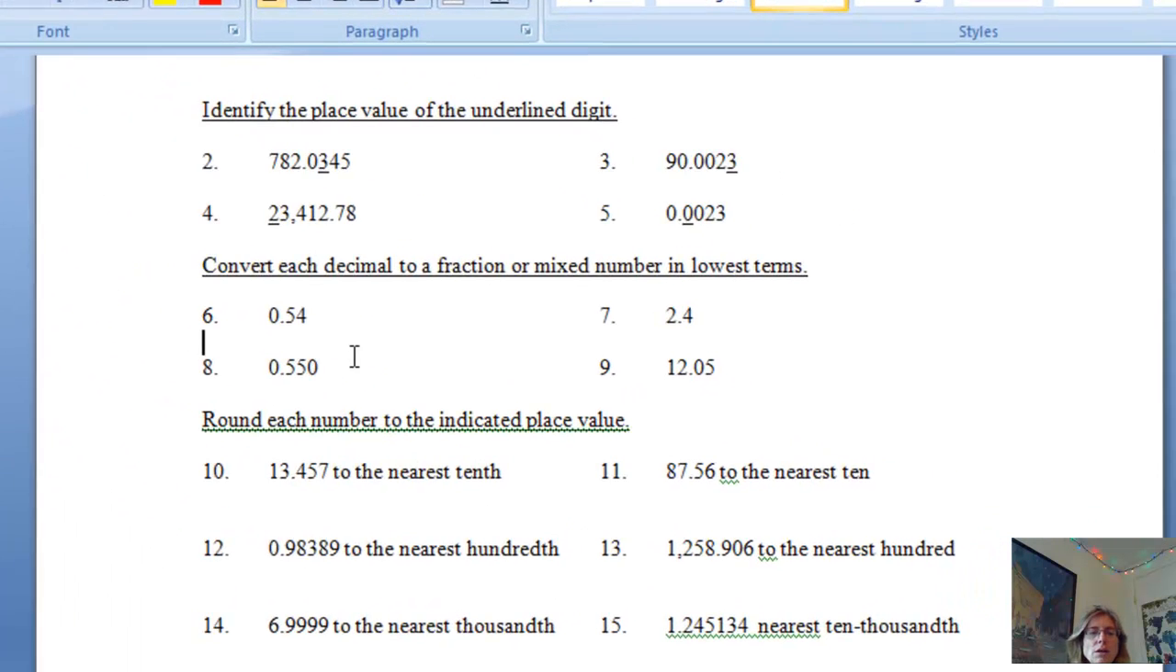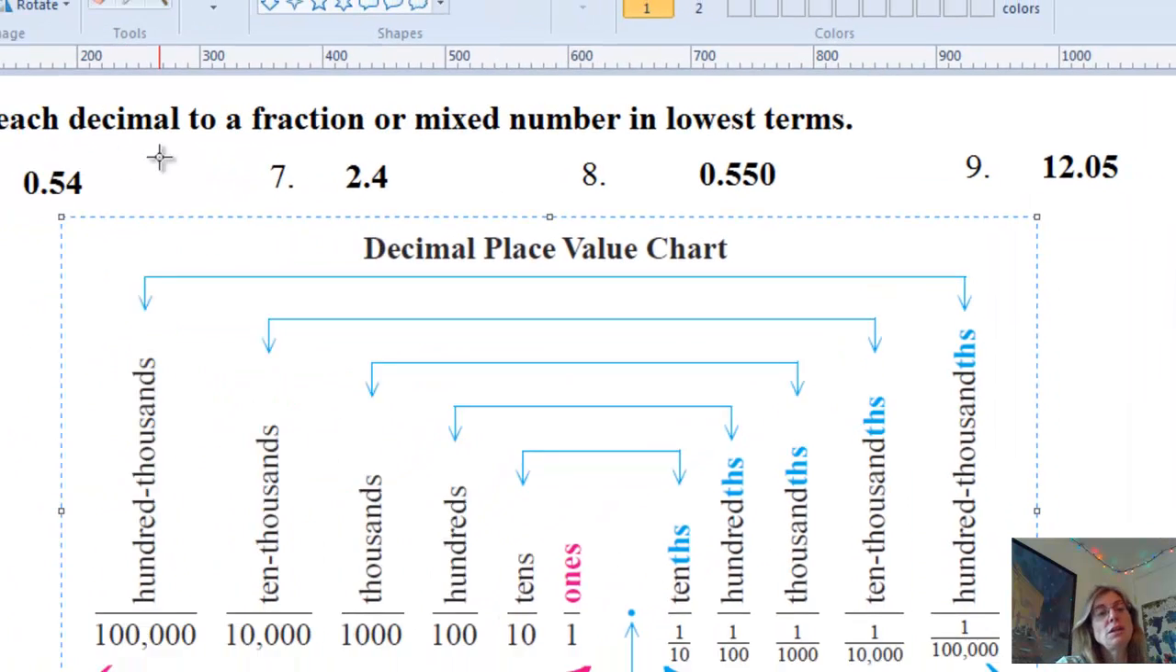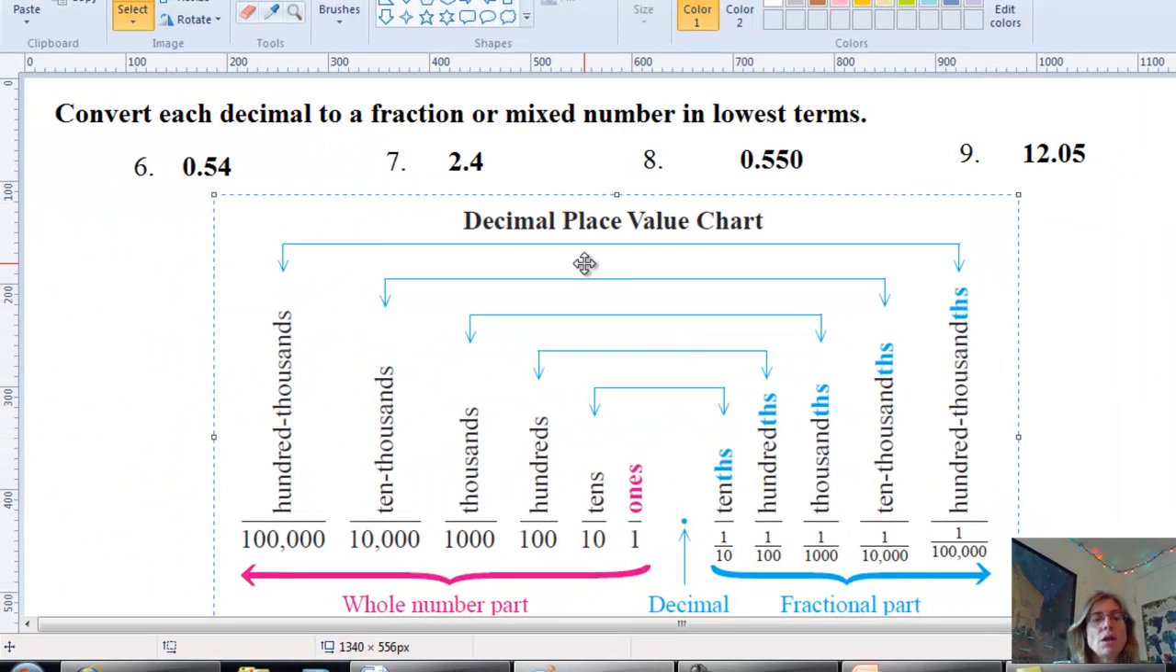I'm working on convert each decimal to a fraction or mixed number in lowest terms. Because a decimal can be made into a fraction, as we saw when I was doing the place value questions, you can also change those fractions to lowest terms or mixed numbers depending. So just like before, let's name this decimal by looking at the place values.